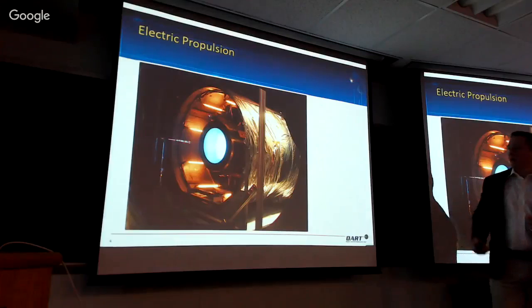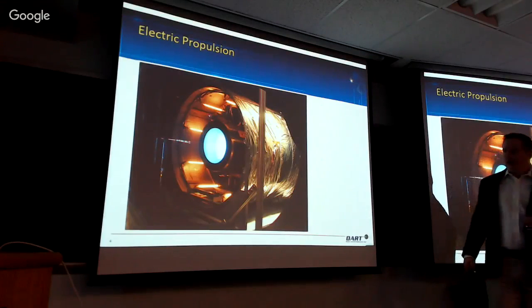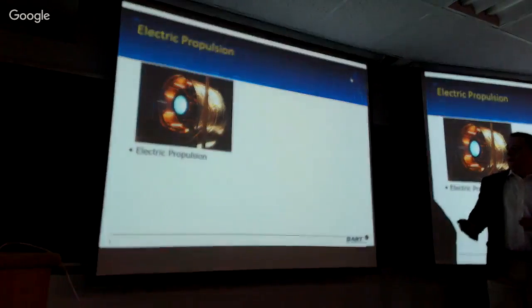Here's a picture of the NASA Evolutionary Xenon thruster, which has not flown yet, but has, I believe, over 60,000 hours of ground testing time, and it will fly soon, hopefully. But that's what it looks like.